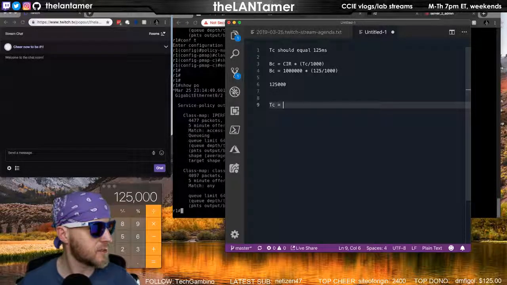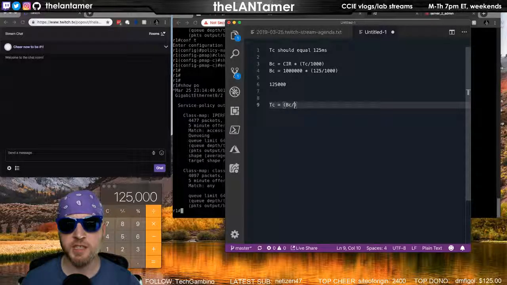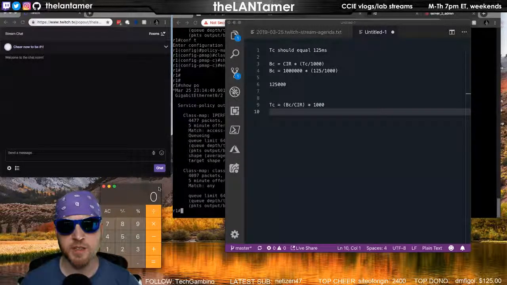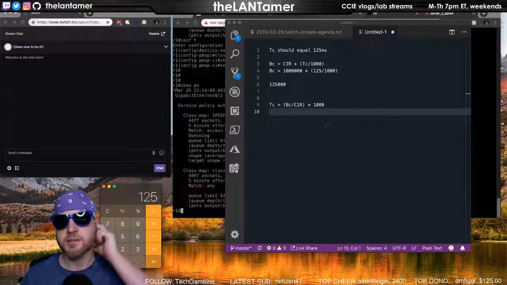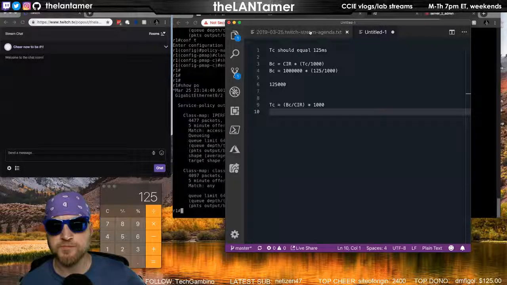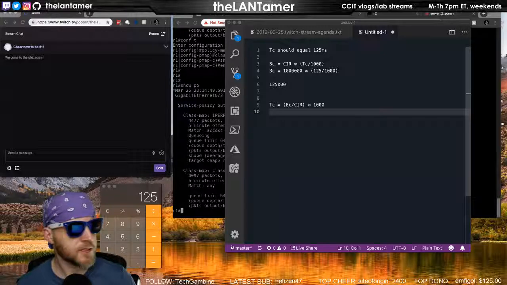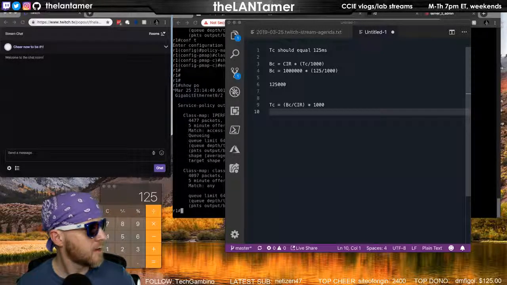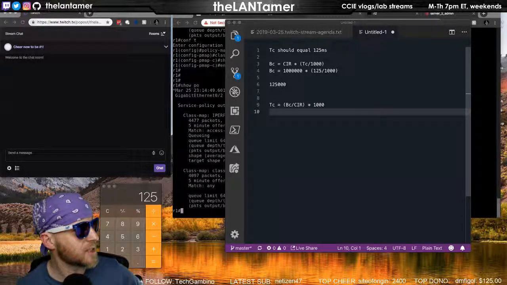So TC equals the BC divided by CIR times 1,000. So the TC would be 125. No, sorry. BC, 125,000 divided by 1,000,000 times 1,000, 125 milliseconds. And there we go. Good stuff. That's it. You have now seen how to configure shaping, how to influence the TC by setting different BC values.